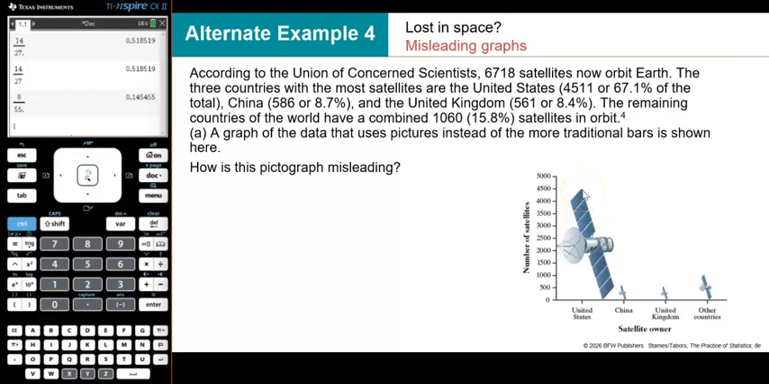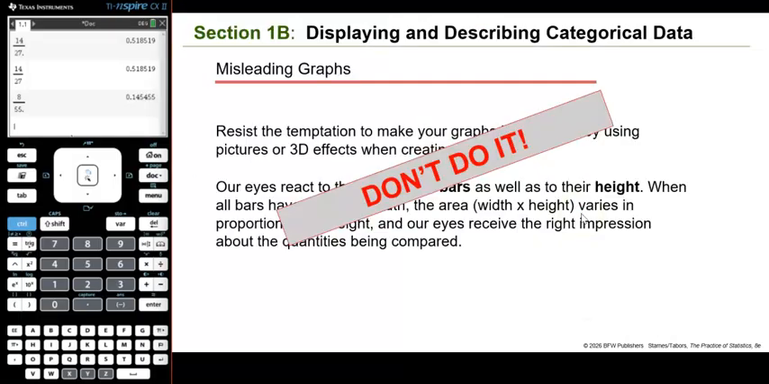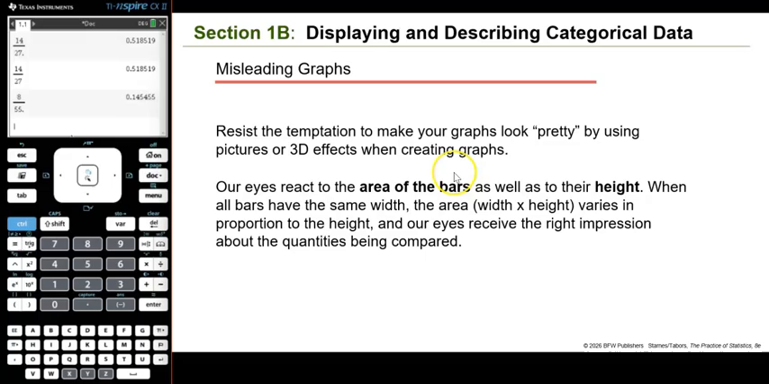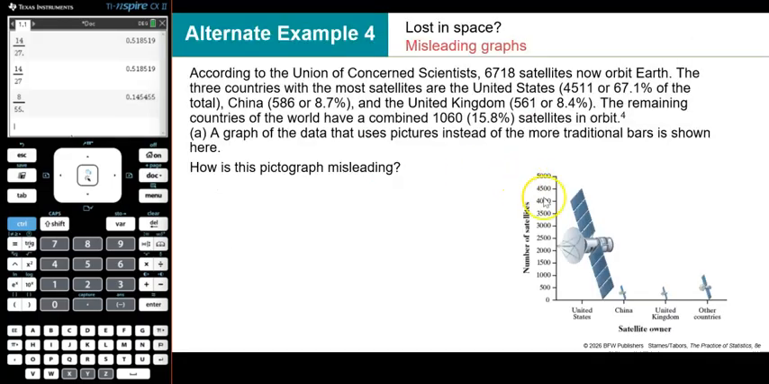First of all, say for the United States, if you see that satellite thing, where's the top? Is it at 4,500 or 4,000? It's kind of slanted at the top, so it's really tough to see. And so I don't like that part of it. The other thing is just the area. The area of the bars affects the way we look at things. If you think of the United Kingdom there, how many of those little guys could fit in that big thing there? It's so much bigger. The width of it is bigger, not just the height.